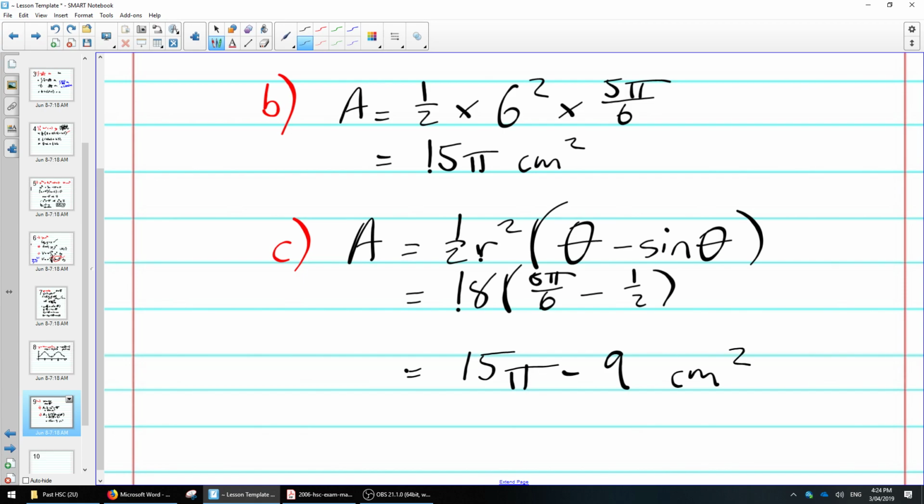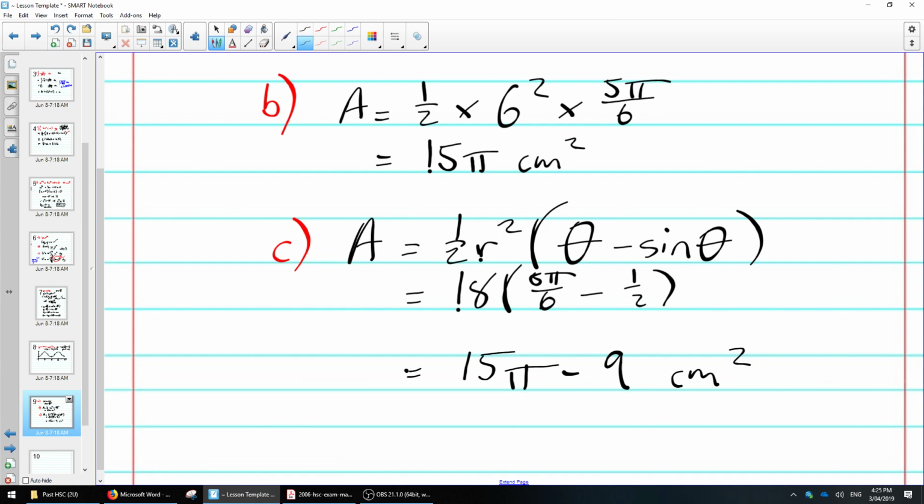You put it into the calculator and you get like 13 point something or other. No, take the sine of 5 pi over 6. You get half. And that top one's still right. Yeah, that's fine. It's fine.